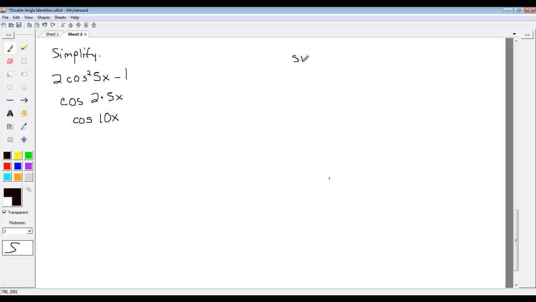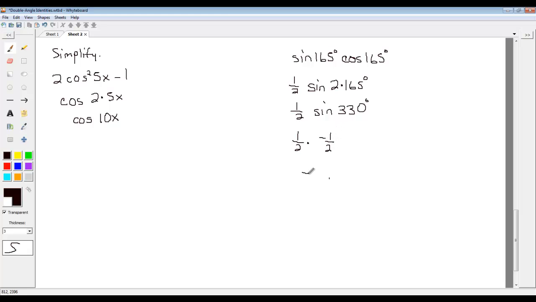Or you might have something like sine of 165 degrees cosine of 165 degrees. And you know that sine of 2 theta is 2 sine cosine. They gave you sine cosine, so this is going to equal 1/2 sine of 2 theta. So 1/2 sine of 330 degrees. So you have 1/2, and the sine of 330 is going to be negative 1/2. So you get negative 1/4.